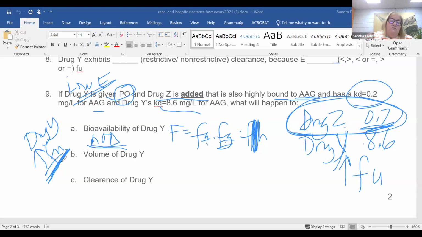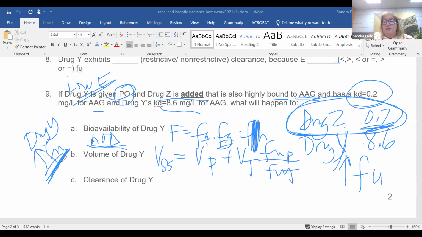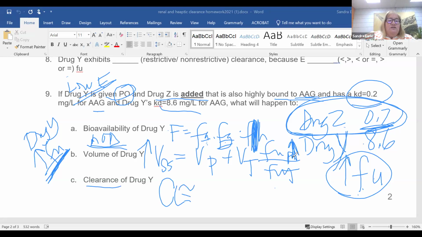How about the volume of drug Y? What's volume determined by? VSS equals VP plus VT times fraction unbound in plasma over fraction unbound in tissue, right? And what has happened? We've got an increase in our fraction unbound in plasma for drug Y, and therefore we're going to see an increase in our volume, aren't we? How about clearance of drug Y? Clearance, in this case, since it's a low E drug cleared by the liver, is going to be dependent upon enzyme activity and binding, isn't it? And what's happened here? We've had an increase in our fraction unbound, therefore our clearance will increase.